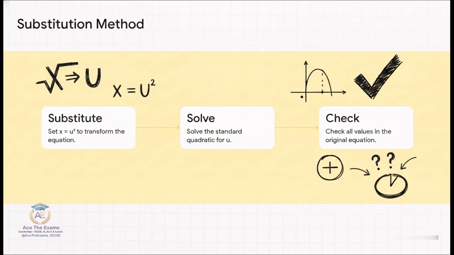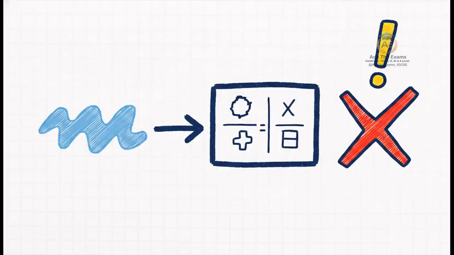Much better. Step 2. You just solve this standard quadratic to get your u values, which you then square to find your x values. But hold on, do not stop there. Step 3 is absolutely crucial. You have to check all your calculated x values by plugging them back into the original equation. And that brings us to this massive warning right here.